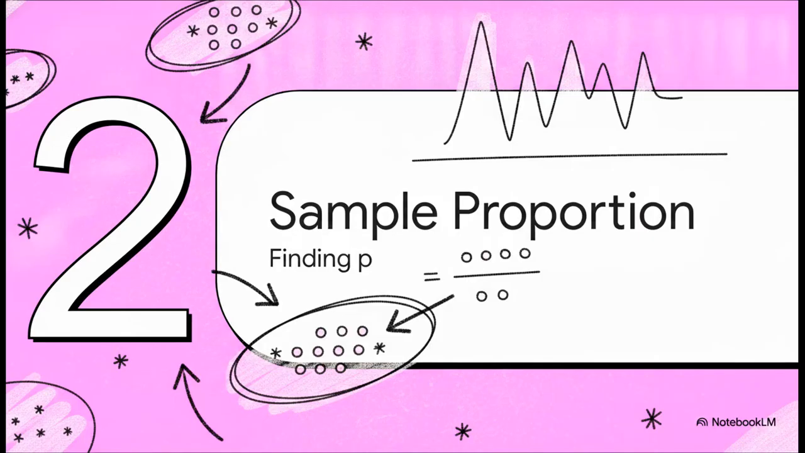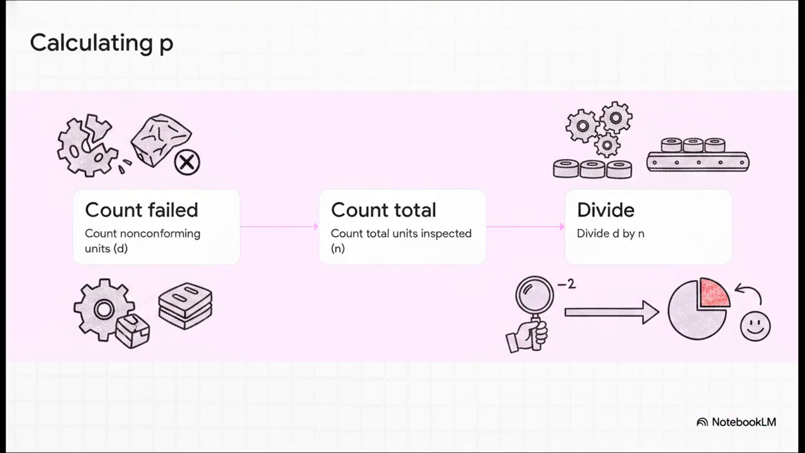Moving right along to Section 2, finding the sample proportion. So let's get into the actual nuts and bolts of the chart, starting with the absolute simplest calculation you're going to do every single time you pull a sample. Finding your sample proportion, which we represent with a lowercase p, is beautifully straightforward. If we translate the math into plain English, Step 1, just count how many units failed your inspection. Step 2, count how many total units you actually looked at in that sample. And Step 3, divide the first number by the second. Simple. That gives you a proportion between 0 and 1.